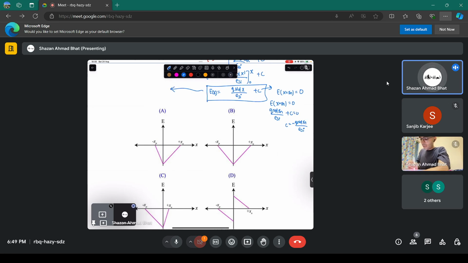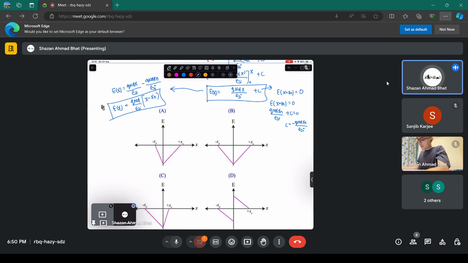So you get the overall electric field E of x to be equivalent to q and d x over epsilon silicon minus q and d x n divided by epsilon silicon. You get q and d over epsilon silicon times x minus x n, which is the electric field as a function of x. This is the electric field.